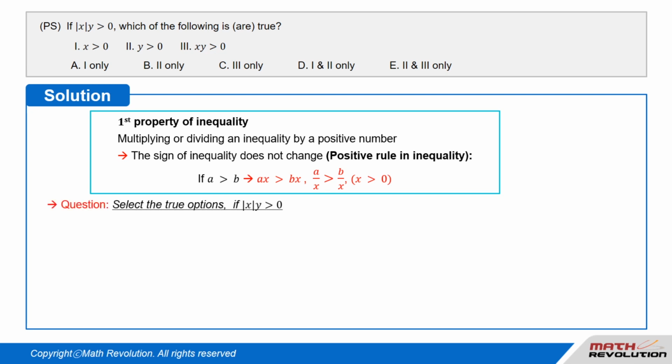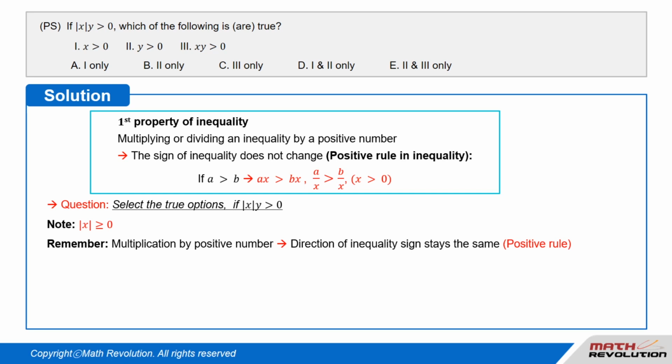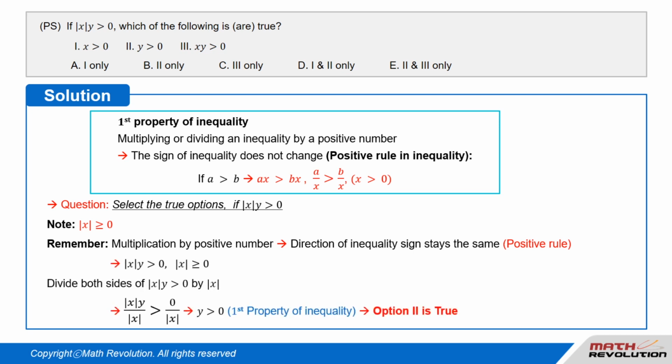We are required to select the options that are true if the absolute value of x times y is greater than 0. Note that the absolute value of x is always non-negative, that is, the absolute value of x is greater than or equal to 0. And always remember that the direction of an inequality sign stays the same if a positive number is multiplied to both sides, which is the positive rule. We know the absolute value of x is greater than or equal to 0. Therefore, we can divide the two sides of the absolute value of x times y is greater than 0 by the absolute value of x without changing the direction of the inequality sign.